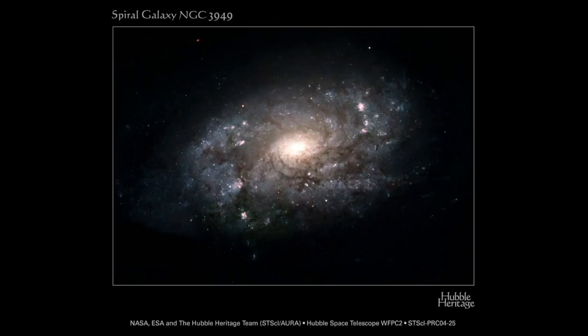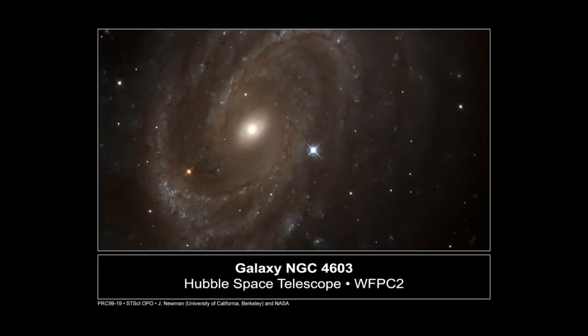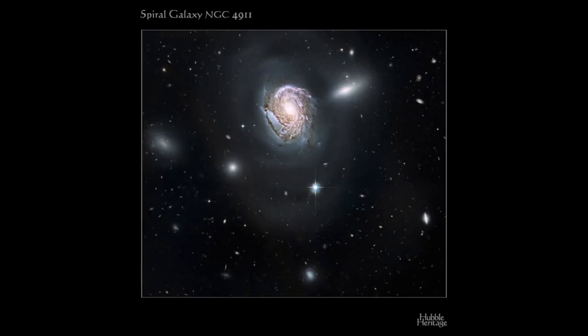So here's another one, NGC 3949. I love showing these off because they're really pretty, and there's another one, and you can see the spiral arm structure, and there's another beautiful one. And you can see that now there's actually a number of elliptical galaxies that kind of surround the spiral. And yeah, they seem to come in groups like this.